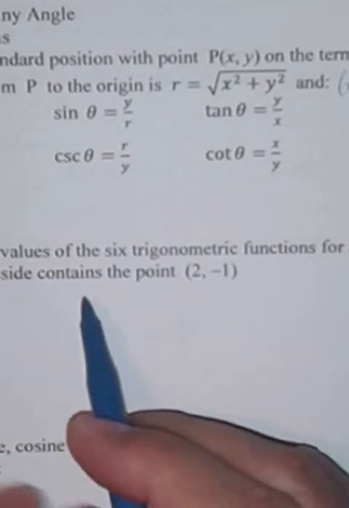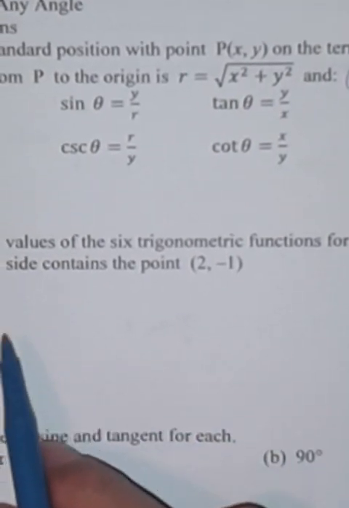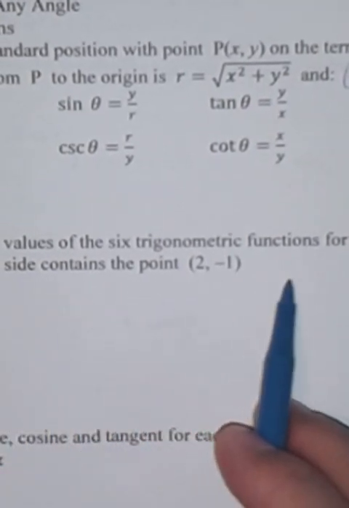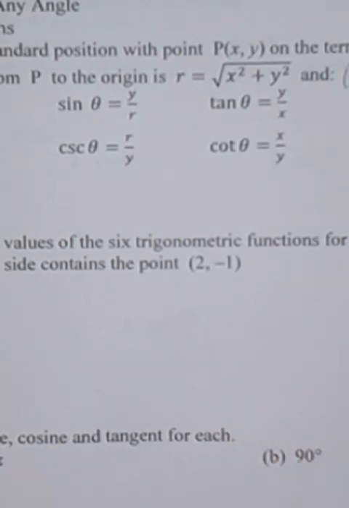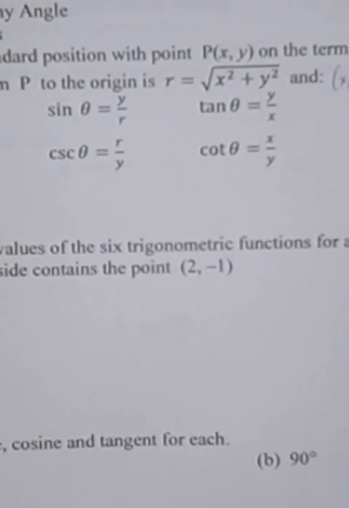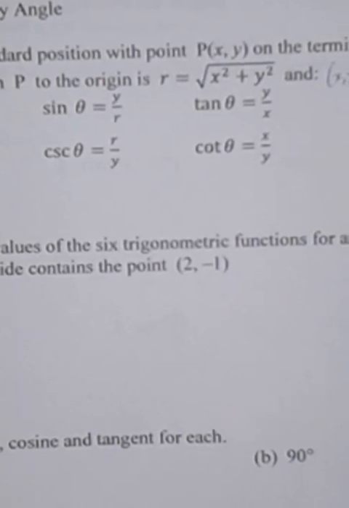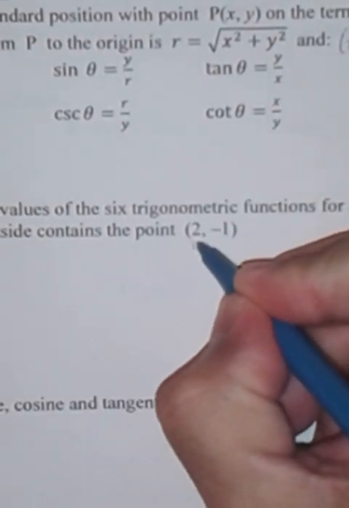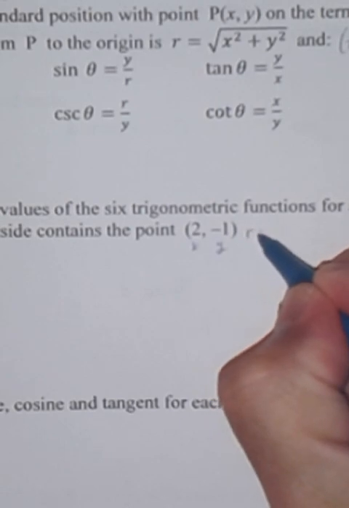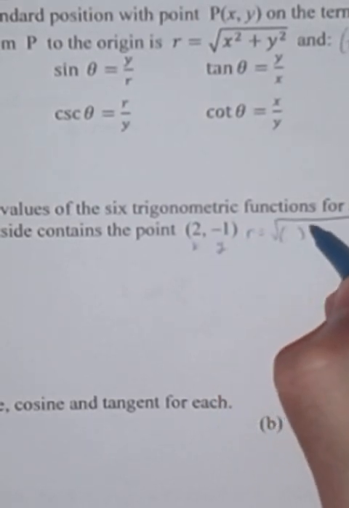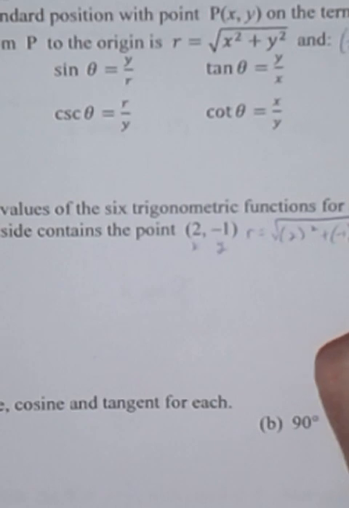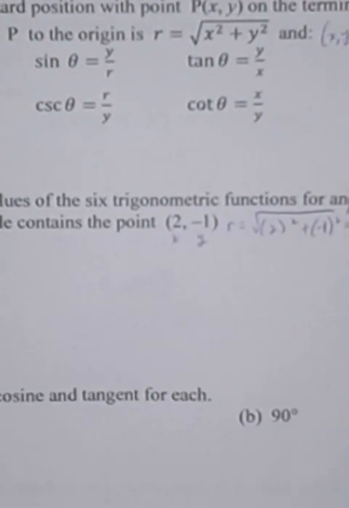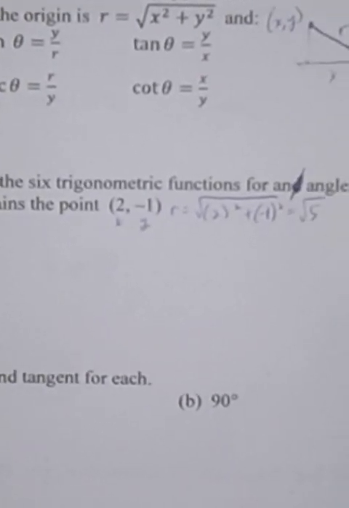All right. So let's take a look at how we're going to use these. The example says find the values of the 6 trigonometric functions for an angle whose terminal side contains the point (2, -1). First I'm going to do it without drawing any picture, and then we'll draw the picture just to see. So x is 2, y is negative 1, and r is the square root of 2 squared plus negative 1 squared, which is the square root of 5. All right, so let's find these.